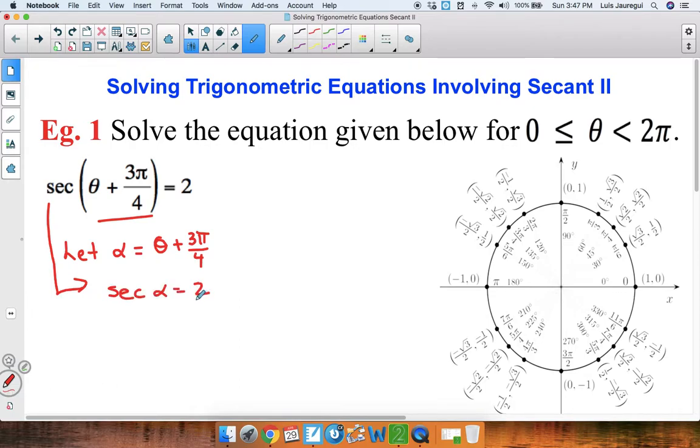The next step is to rewrite this equation using the definition of secant. Secant is 1 over cosine. So we can say that this equation is equivalent to 1 over cosine of alpha is equal to 2. Now, taking the reciprocal of both sides of the equation, we get an equivalent equation as follows. The reciprocal of 1 over cosine of alpha is cosine of alpha, and the reciprocal of 2 is 1/2.